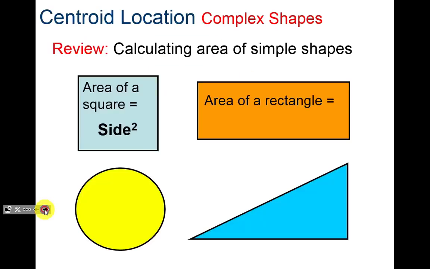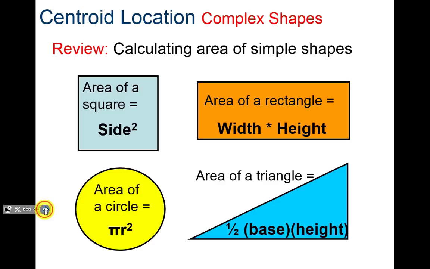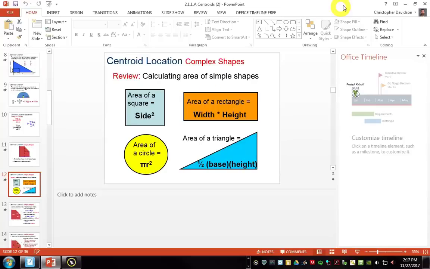And one other thing I want to review, which is this slide. The area of these shapes, go ahead and sketch those out real quick. Area of a square is just side squared. Area of a rectangle, width times height. Area of a circle, pi r squared. Area of a triangle, half base times height. Alright, I'm going to switch to a different slide here.